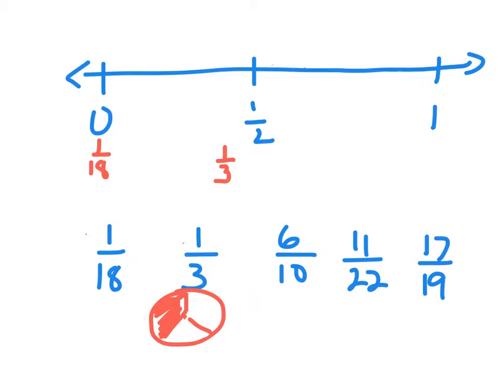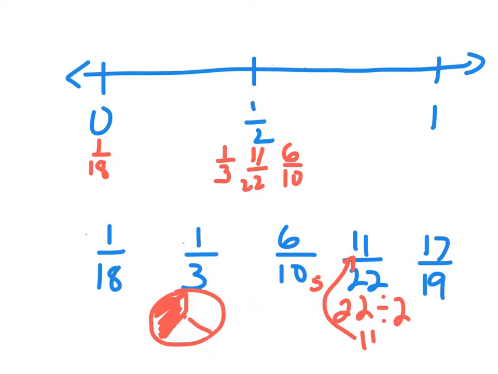So 6/10. If I look at that idea of 10 divided by 2 is 5, 6 is a little bit more than 5, so it's still close to that halfway, but it's going to be more than half. So I'm going to put that to the right of 1/2. 11 out of 22. Now if you didn't know this, I could do 22 divided by 2 and I get 11. Well, those two numbers match, which means 11 out of 22 is exactly 1/2. So I'm going to put that right below 1/2.